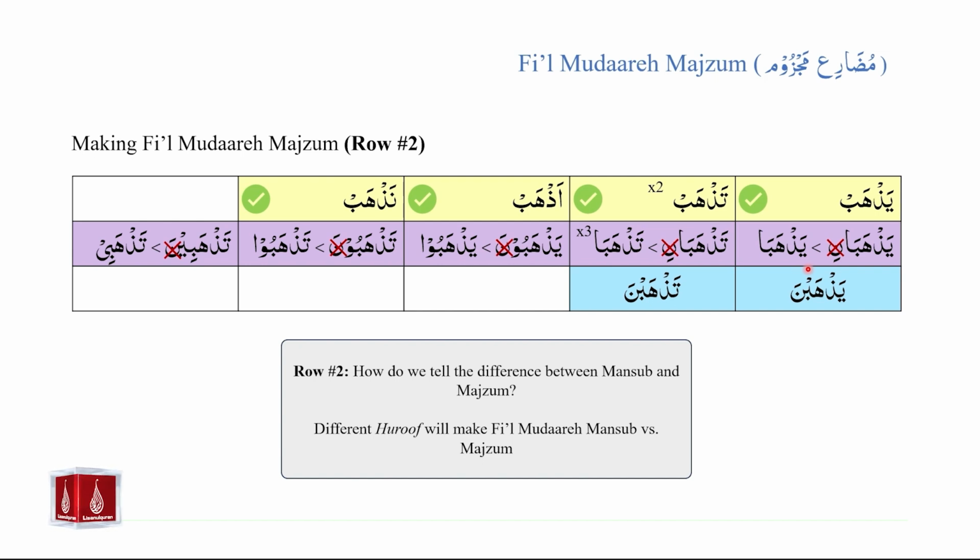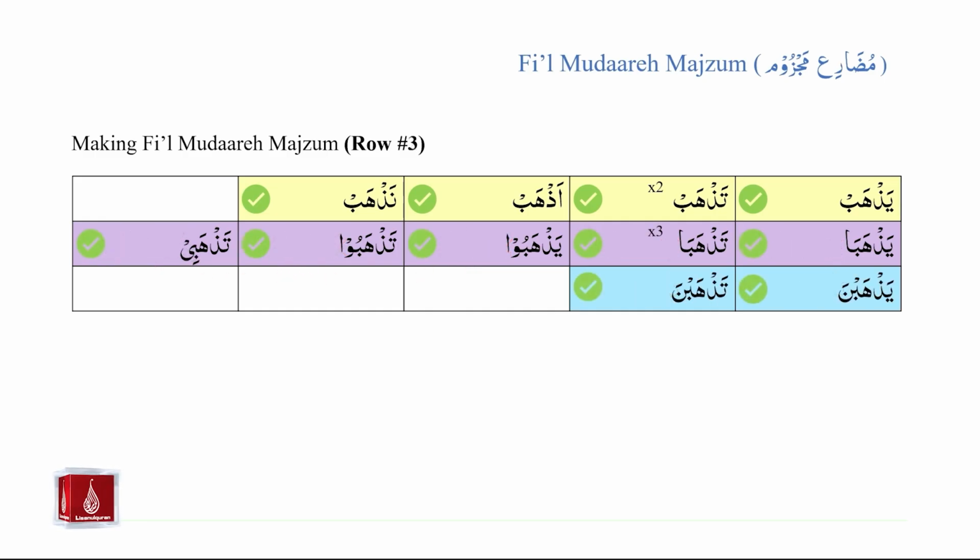Taken together, row number 1 and row number 2 are as follows: yazhab, tazhab, azhab, nazhab, yazhaba, tazhaba, yazhabu, tazhabu, tazhabi. We will next move to row number 3. And row number 3 is similar to how it was in fi'il mudare mansoob. Yazhabna and tazhabna will stay the same whether it is fi'il mudare marfu, mansoob, or majzoom.